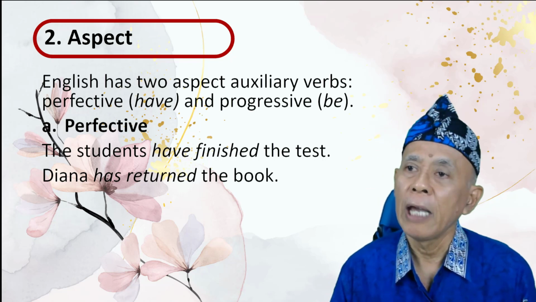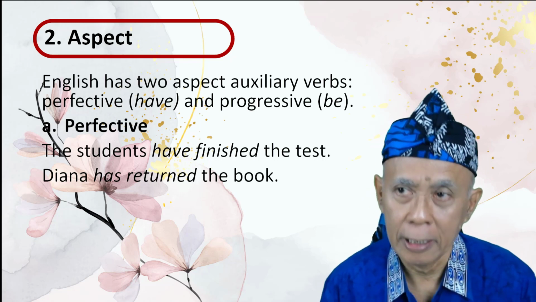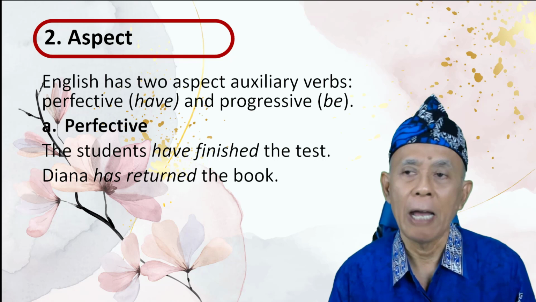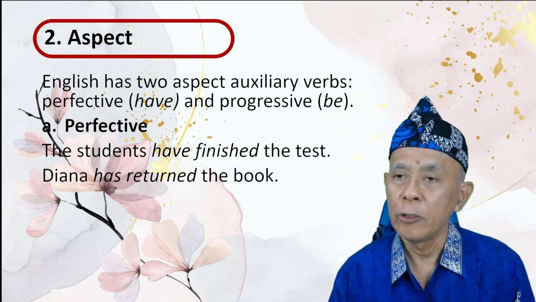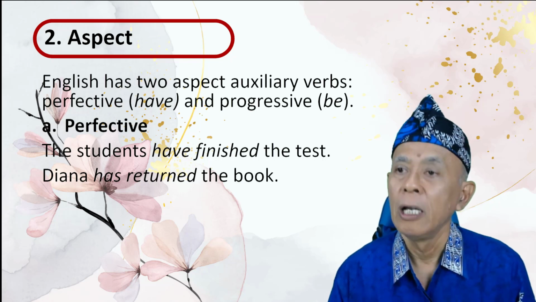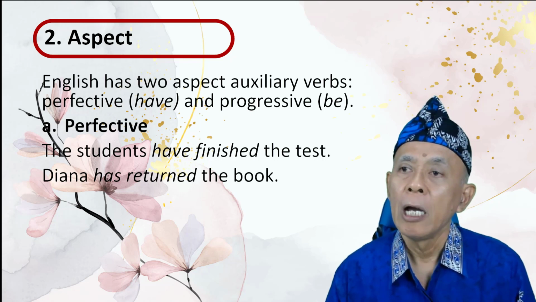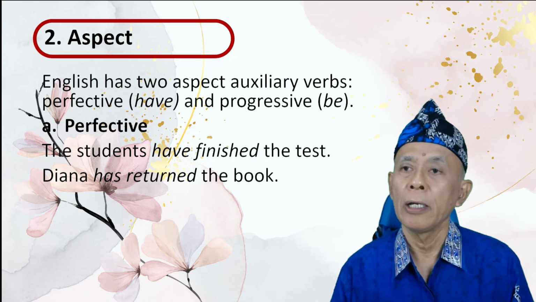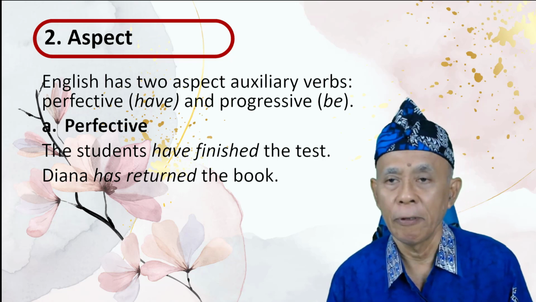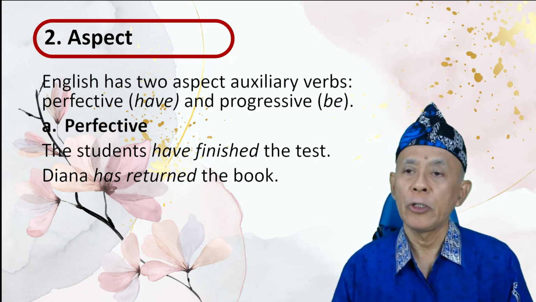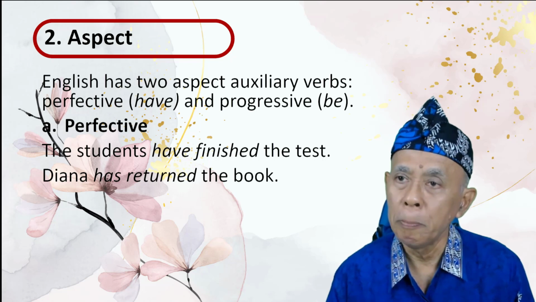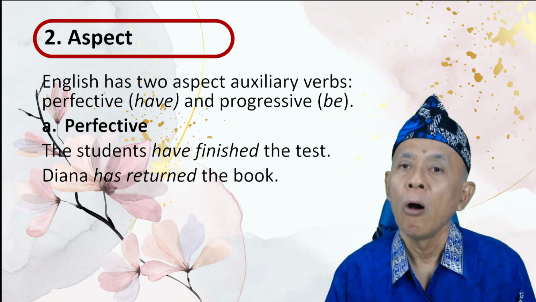Here we have a perfective aspect in the sentence. The students have finished the test. We have have because we have the students here. If you only have one student, you say the student has. The students have finished the test. So the perfect aspect here is shown by the verb have and the ending ed or en after finish. Diana has written the book. Here, the writing has completed. So perfect shows that the action is already completed.